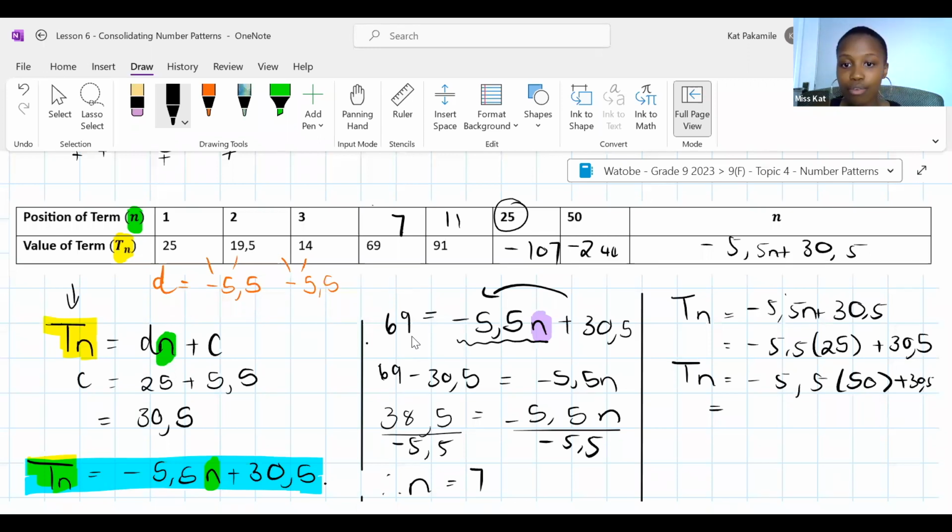Negative 244,5. Thank you very much. Any questions? Any questions?